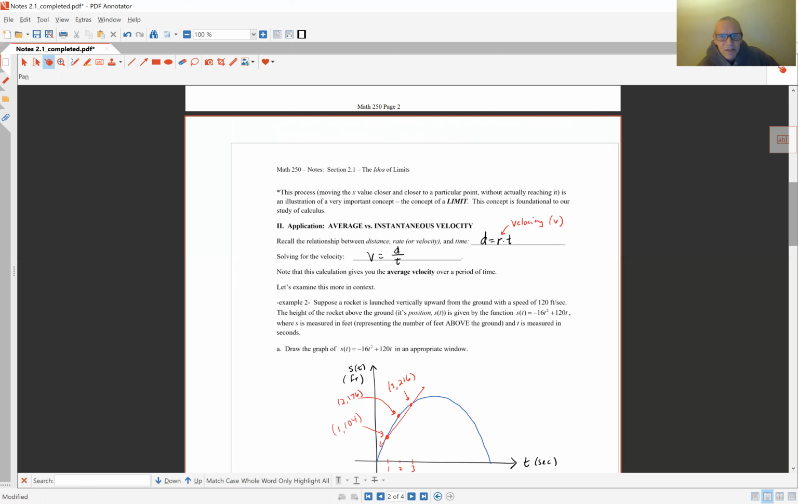Let's say you have this distance function right there, in example 2. We see that the distance function is given by minus 16t squared plus 120t, where t is time. And if you graph that, you get an upside down parabola.